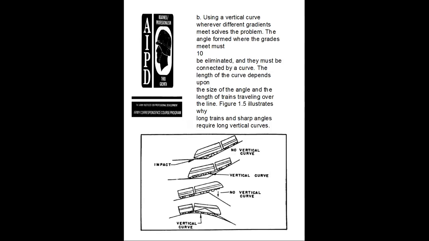Vertical curves are used where different gradients meet to solve the problem. The angles formed where the grades meet must be eliminated. They must be connected by a curve. The length of the curve depends upon the size of the angle and the length of the trains traveling over the line. Figure 1.5 illustrates why long trains and sharp angles require long vertical curves, compared with no vertical curve at the top of a rise and at the bottom of a dip.